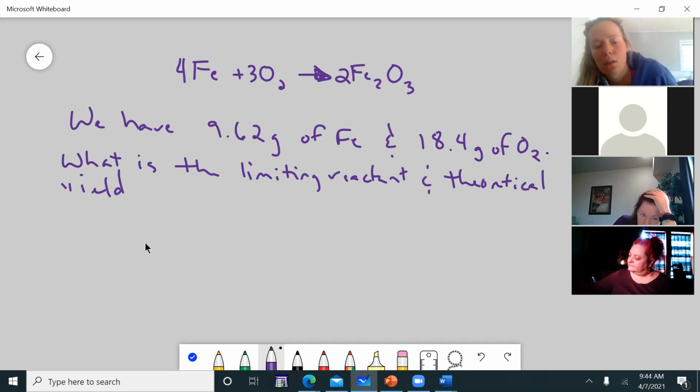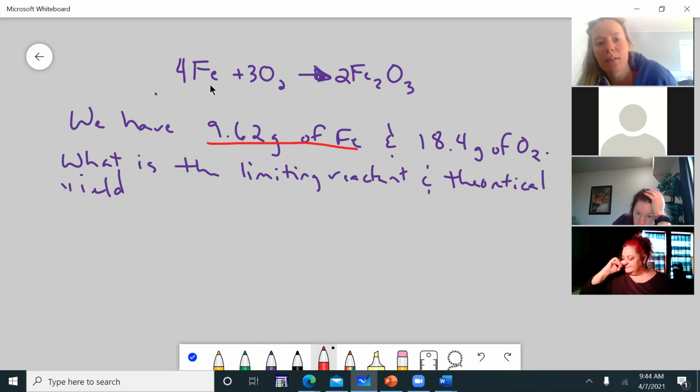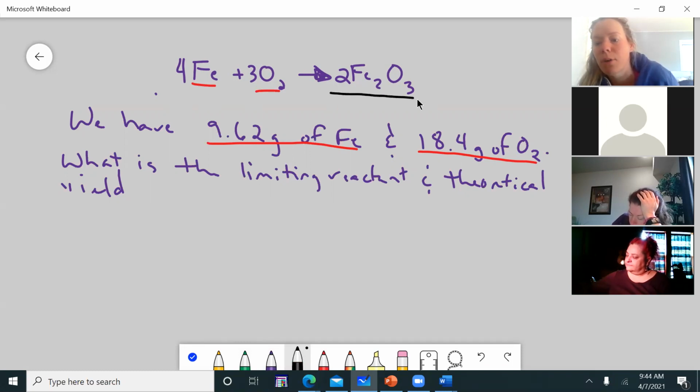So you have a balanced equation. You have two amounts, right? This first amount is talking about iron. The second amount is talking about oxygen. And I want to know which one of these is holding the reaction back and what your theoretical yield is. So in theory, how much of this stuff over here can you produce? There's only one product, so you're just going to work towards that product.